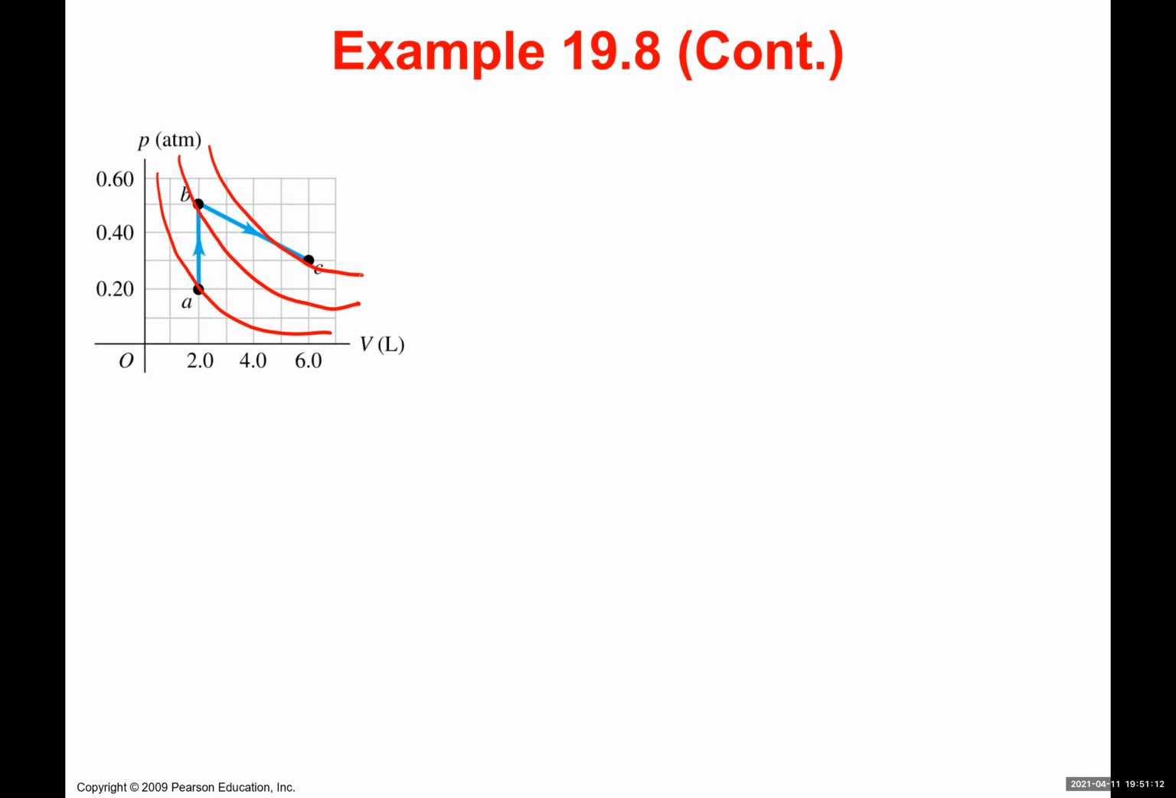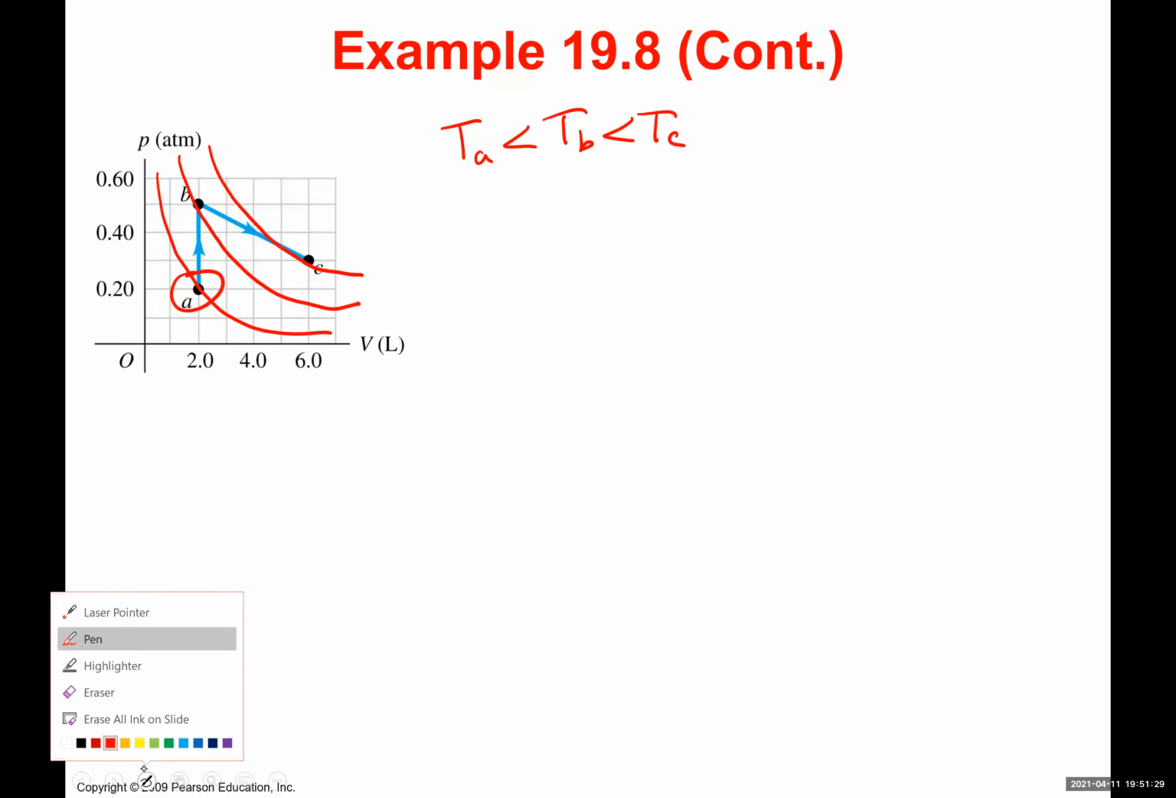Okay, and the closer you are to the origin, the lower your temperature. Since we're asking for the lowest temperature, it will be here at TA. So TA is lower than TB, which is lower than TC. So TA is the lowest temperature. Okay. So then what we have here is part B.